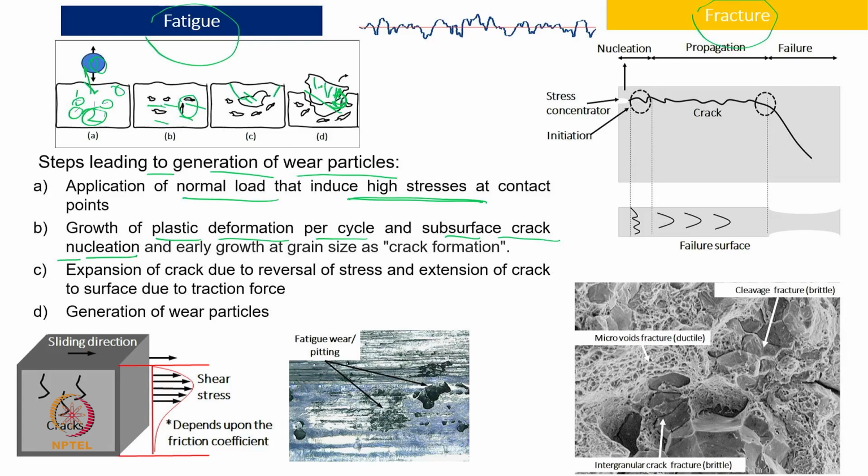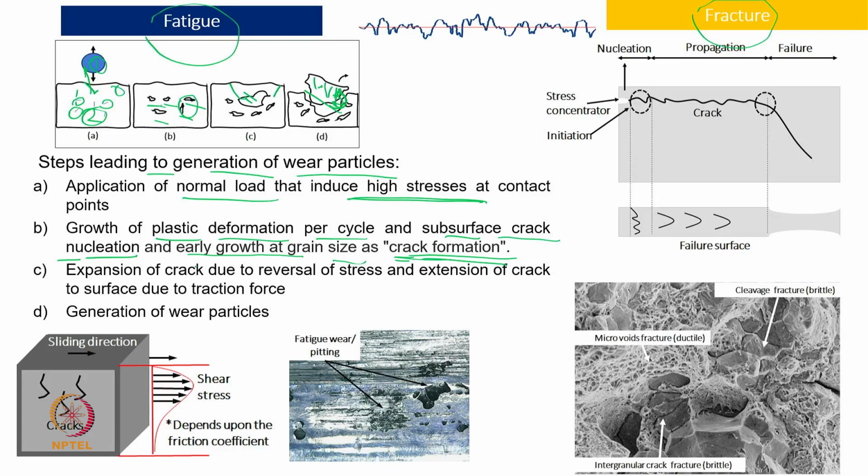size, and we can say that it will be crack nucleation, or maybe it will be sufficient to start expanding. That is why we say it is an early growth of the grain size as a crack formation. So, there is already a discontinuity, maybe the grains are there, but because of the loading, or maybe because of the plastic deformation, the chances of crack growth increase, or it really gives some sort of initiation for the crack formation.